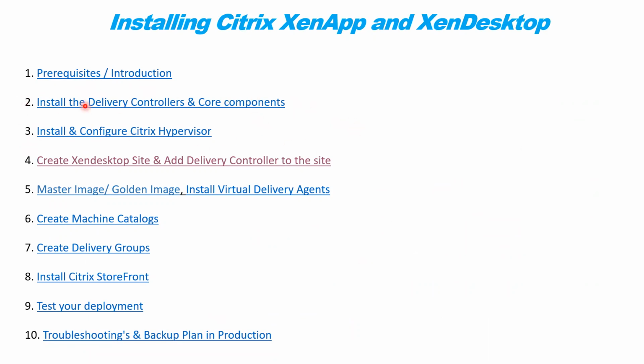In the second session, we will learn how to configure the delivery controller and other core components. In the third one, we will learn how to install and configure the hypervisor. In the fourth one, we will create one site and add the delivery controller to that site. Then in the fifth one, we will learn how to create the master image or golden image, or the virtual disk. In the sixth one, we will learn how to create the machine catalogs, then how to create the delivery groups. Then in the eighth one, how to configure the storefront server. Then in the ninth one, we will test our entire deployment, whatever we have deployed in our data center, and the 10th will be for backup and troubleshooting plan.